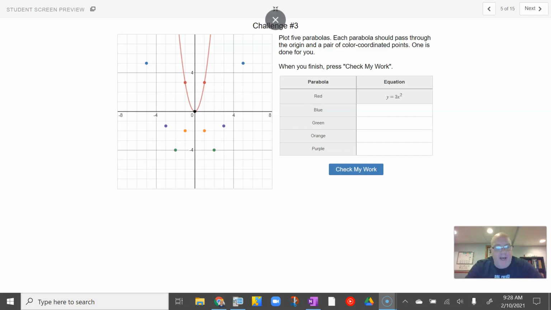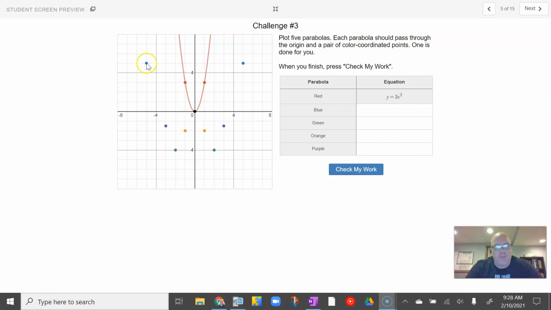On slide number 5, which is challenge number 3, we can see that now we're going to be dealing with that a value out in front. We're not going to be dealing with any sort of translation here because it says the 5 parabolas each should pass through the origin. So I know the vertex of each parabola is going to be (0, 0).